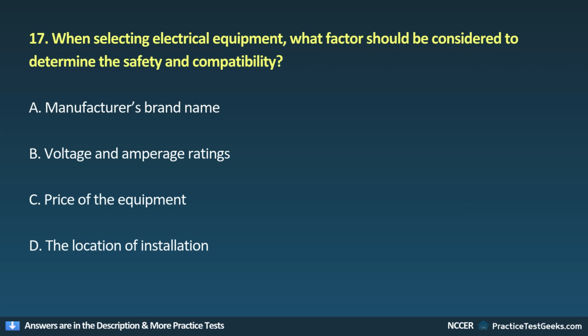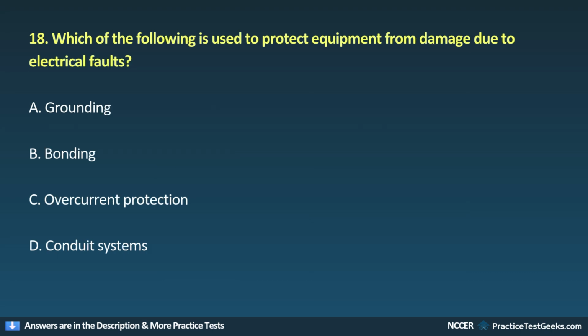17. When selecting electrical equipment, what factors should be considered to determine the safety and compatibility? A. Manufacturer's brand name. B. Voltage and amperage ratings. C. Price of the equipment. D. The location of installation.